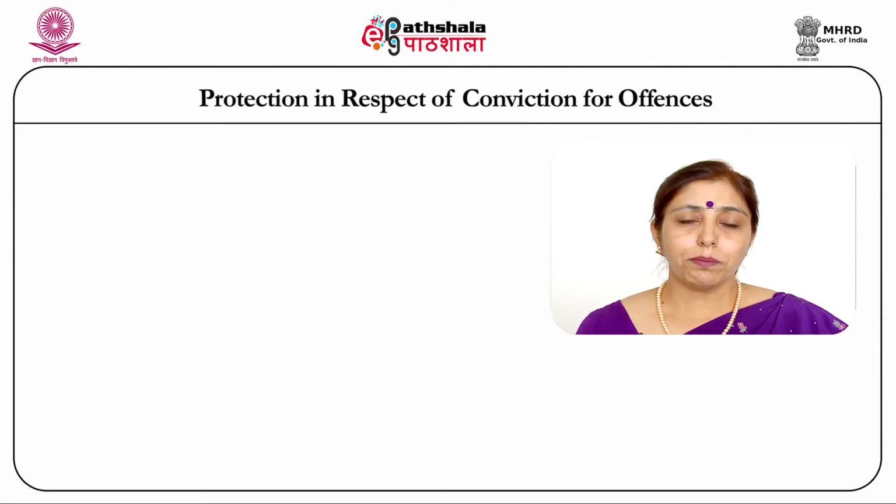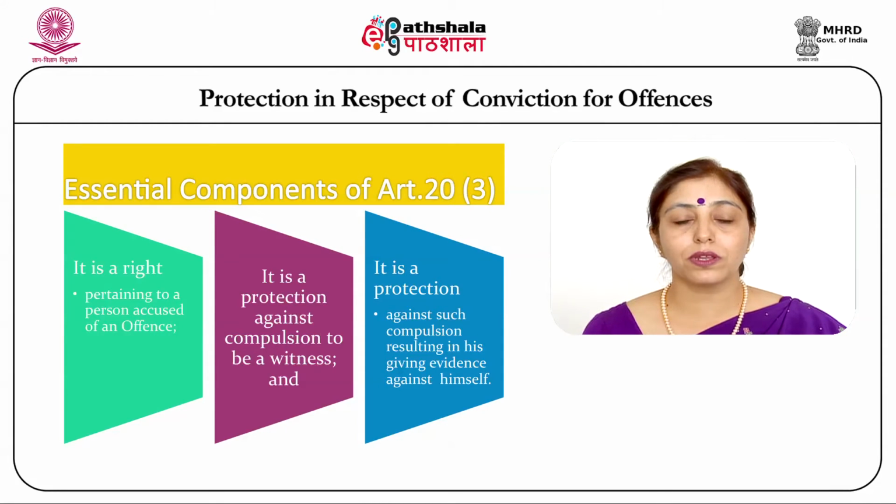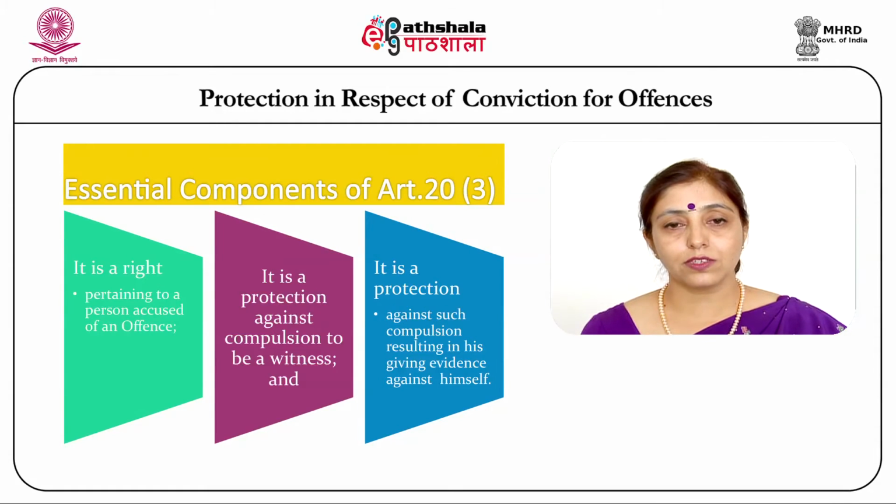There are three main components of Article 20, Clause 3, and they are as follows. Number 1, it is a right pertaining to a person who has been accused of an offence. Number 2, it is a protection against compulsion to be a witness. And number 3, it is a protection against such compulsion resulting in his giving evidence against himself.